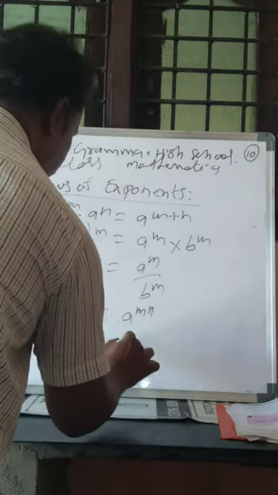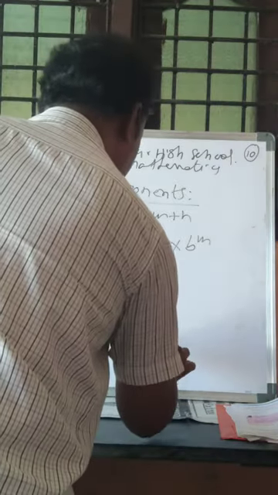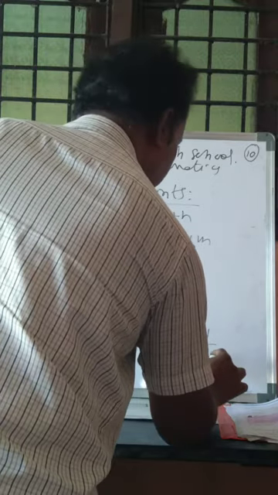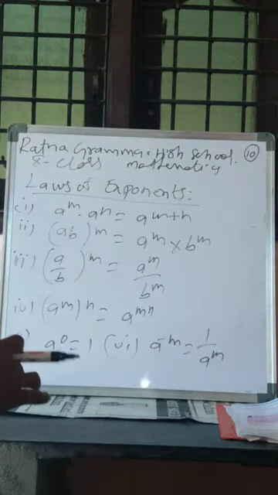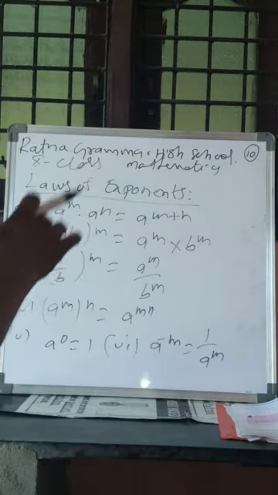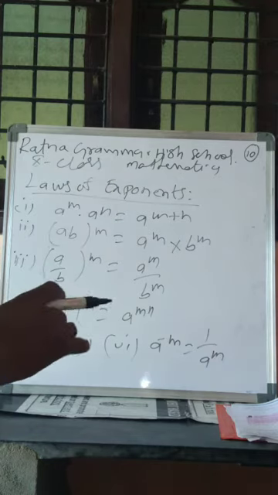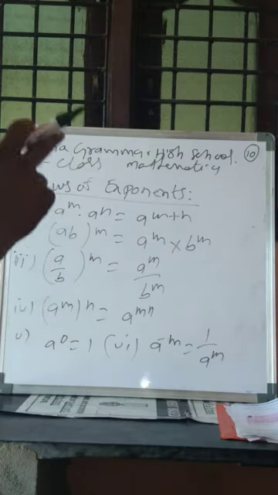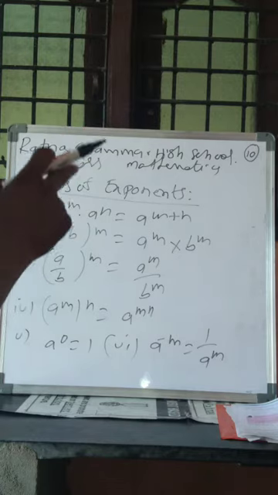Sixth one: a power minus m is equal to 1 by a power m. Any exponent in the form of minus goes to the denominator. So a to the power of minus m is equal to 1 by a power m.